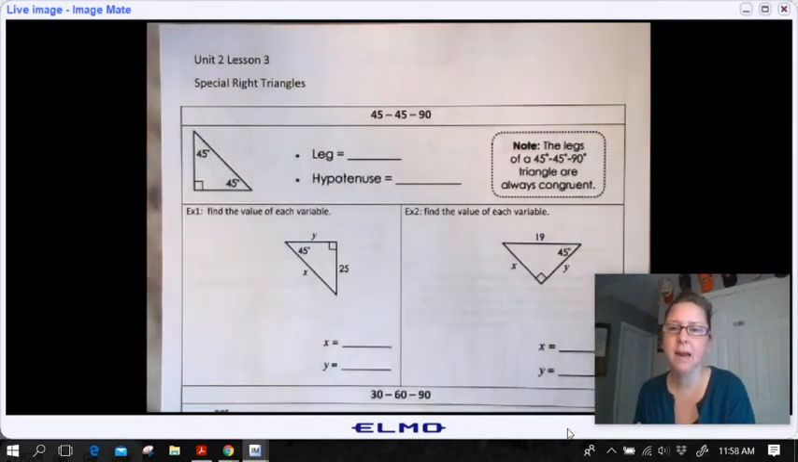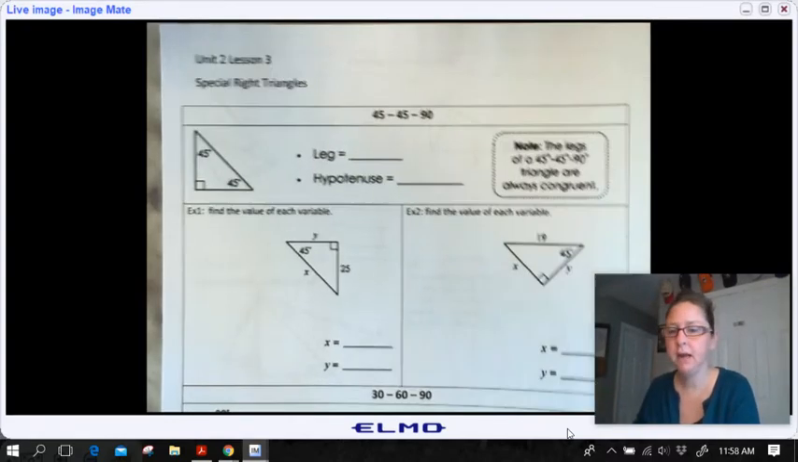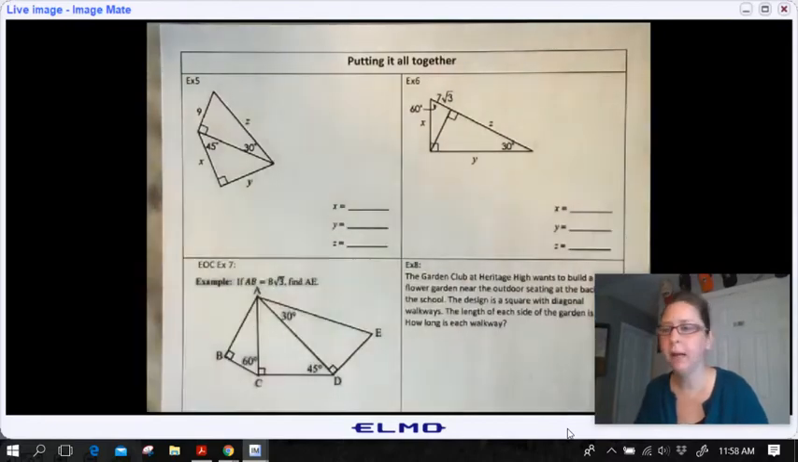Hey guys, today we're going to talk about special right triangles. We're going to do Unit 2, Lesson 3. Before we get started with our first type of special right triangles, I do want to talk about a rule that we haven't discussed yet when we're dealing with radicals.